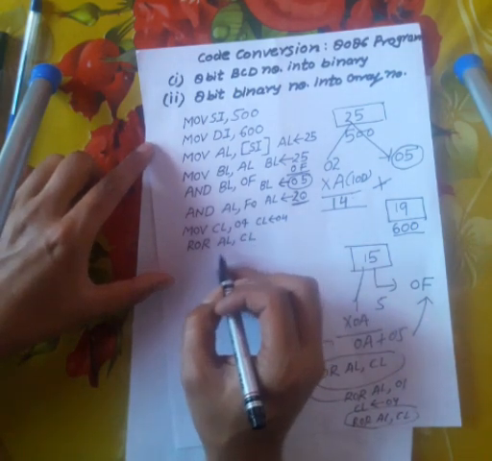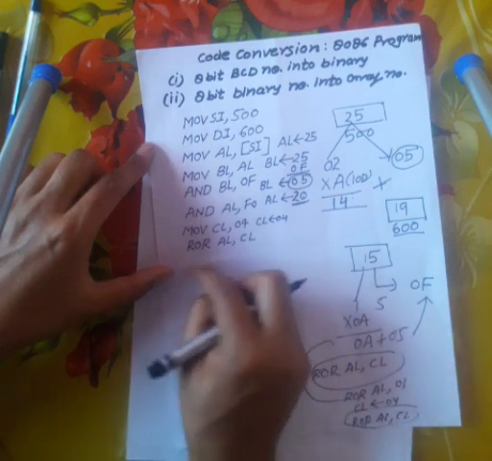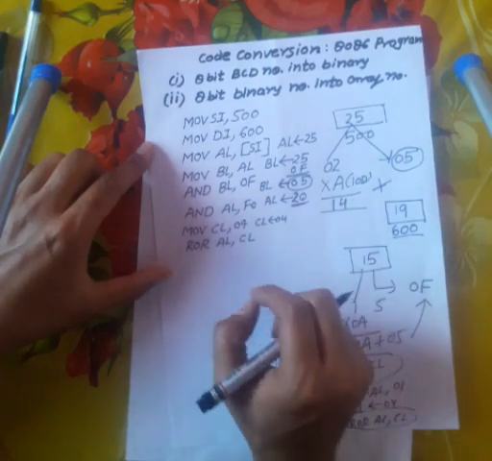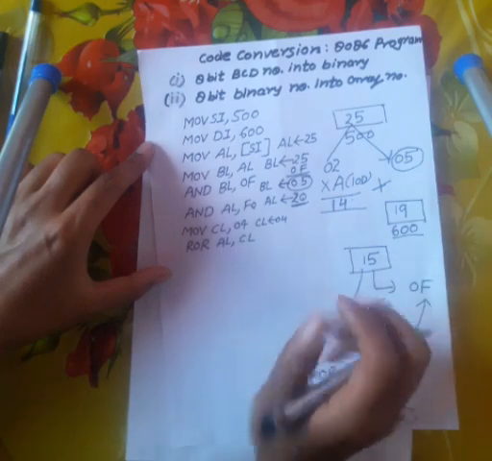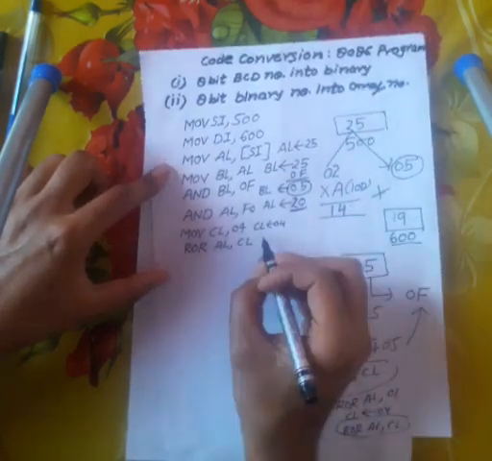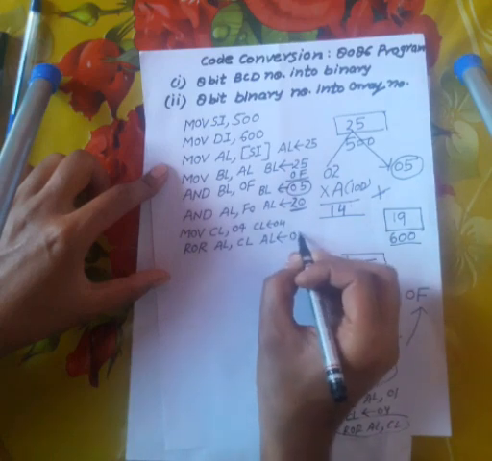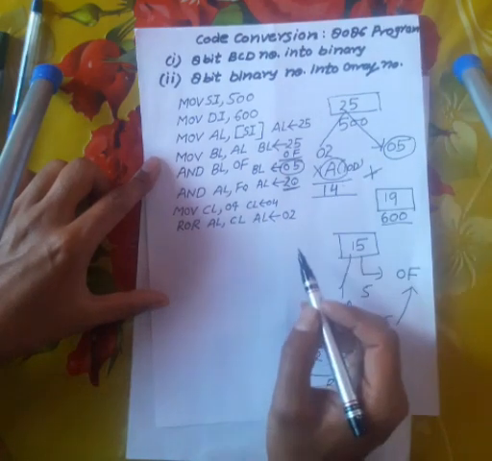The contents of the accumulator are shifted towards the right direction 4 times, and after applying ROR or RLC, the number becomes reversed. So the value of AL will be 02. Now what you have to do? You have to multiply with A.